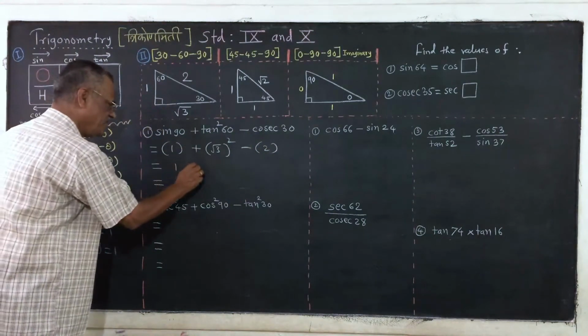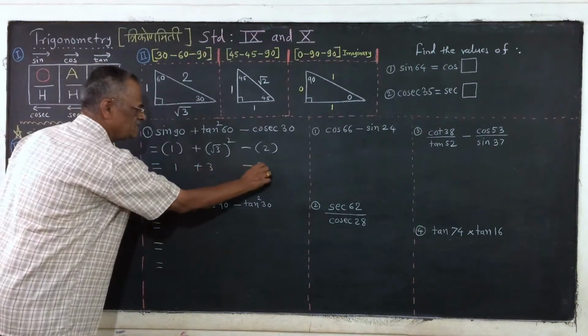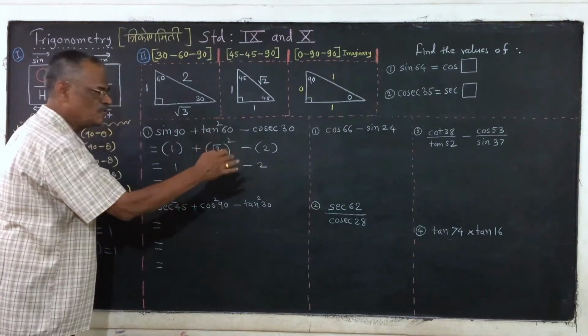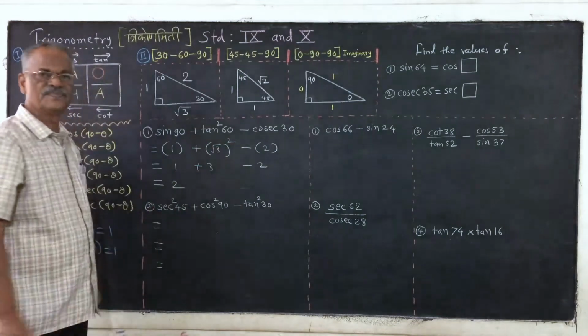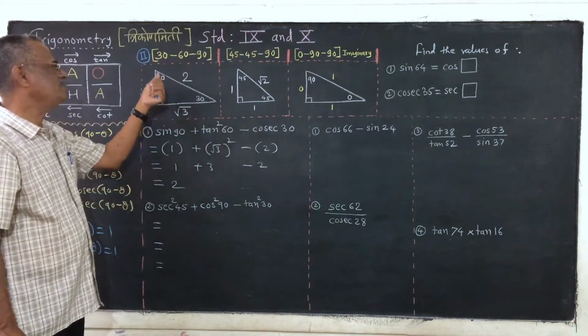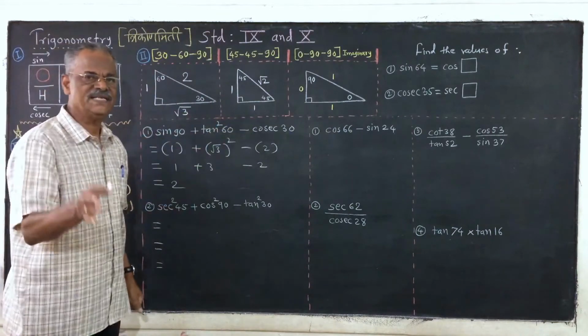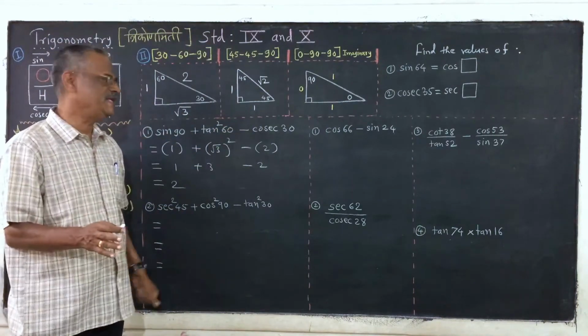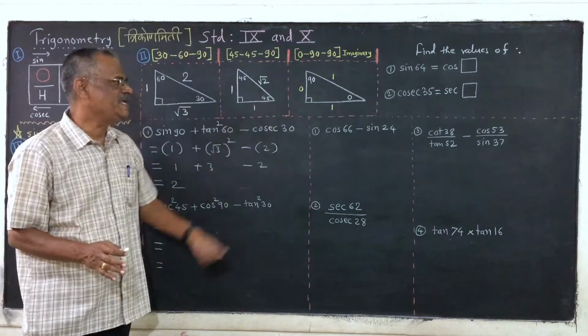Now you can simplify. You know that 1 plus 3 minus 2. So 1 plus 3 is 4, 4 minus 2 is 2. We can use the values from the triangles 30, 60, 90, 45, 45, 90, 0, 90, 90.